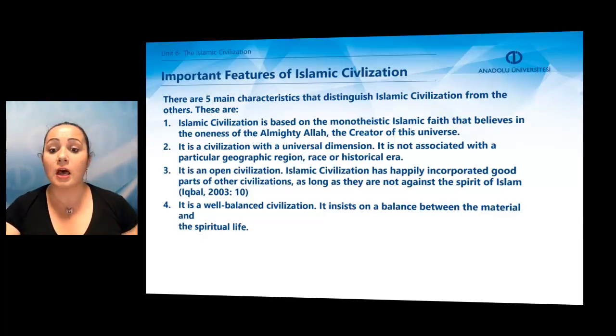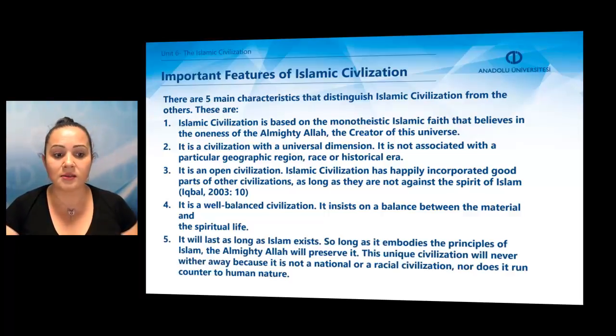Islamic civilization has happily incorporated good parts of other civilizations as long as they are not against the spirit of Islam. And it's a well-balanced civilization. It insists on a balance between the material and the spiritual life. And lastly, it will last as long as Islam exists. So long as it embodies the principles of Islam, the Almighty Allah will preserve it.